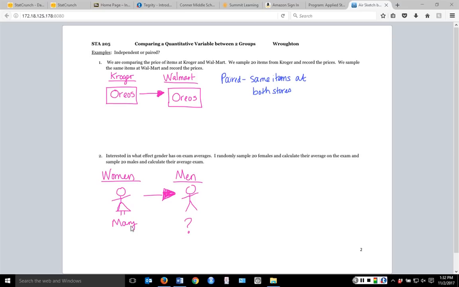Mary does not have a specific pair or a specific match, a man that has to go with her. And I have 20 men and 20 women. I can make pairs, but there's not a certain man that has to go with a certain woman, or vice versa. So since there's no known reason to pair them up, this one is going to be independent. At least from what I've gotten, there is no known reason to match a certain man to a certain woman.